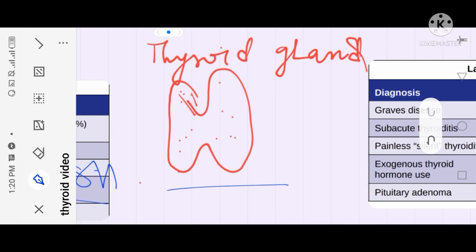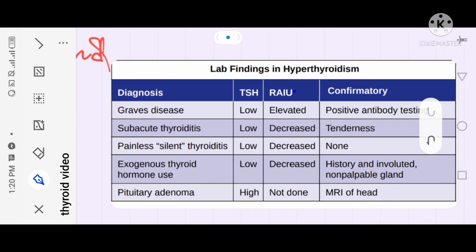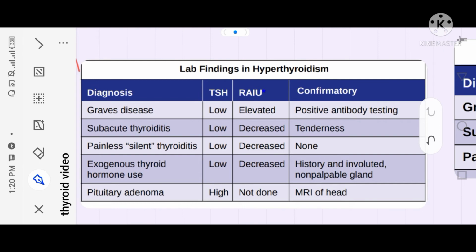Different diseases like Graves' disease will present with different clinical features. And for the lab findings of hyperthyroidism, we will perform labs in order to diagnose. In Graves' disease, there will be low TSH, elevated T3 and T4, and positive antibody testing. In subacute thyroiditis, there will be low TSH and tenderness of the thyroid. In painless silent thyroiditis, there will be a low TSH level and no other findings.